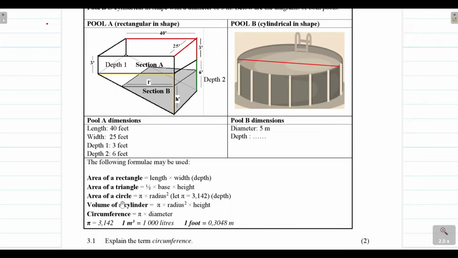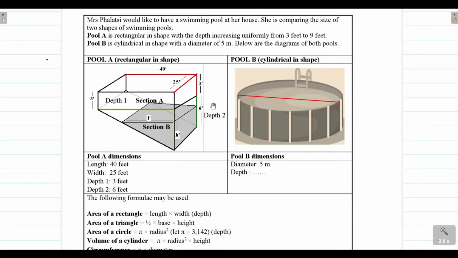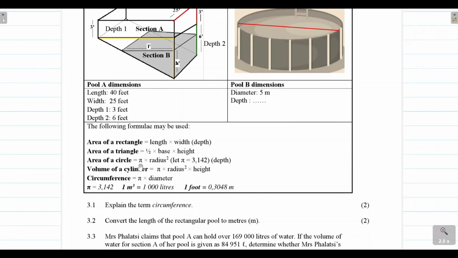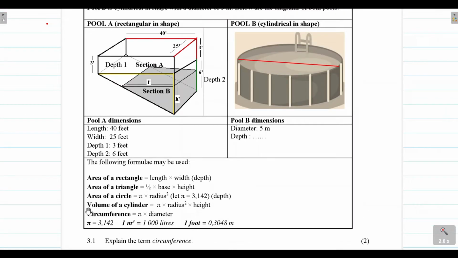We are given the area of a circle. So if you looked at our cylindrical shaped pool, if you focused at the top view, the area would be pi times the radius squared. And we're told what pi is equal to, and pi is equal to 3.142. Okay, and then we're also told how you can calculate the volume of the cylinder.